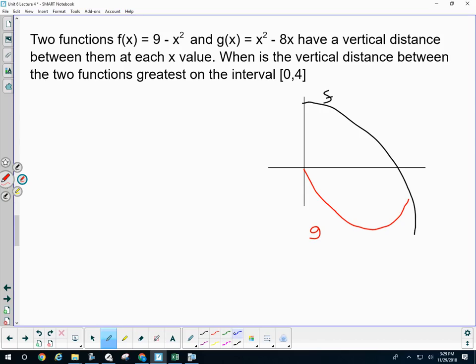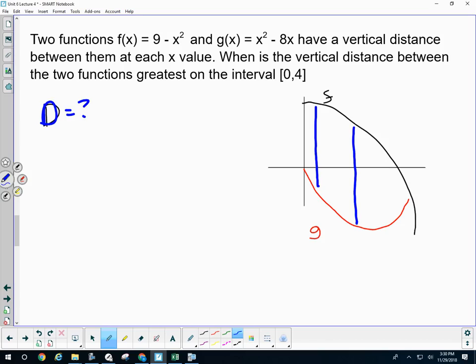They have a vertical distance between them at each x value. So this is a distance. This is a distance. When is the vertical distance between the two functions the greatest on the interval from 0 to 4? Well, first thing we need to do is find an expression for this blue line. What would determine the distance between those two functions at any given point?